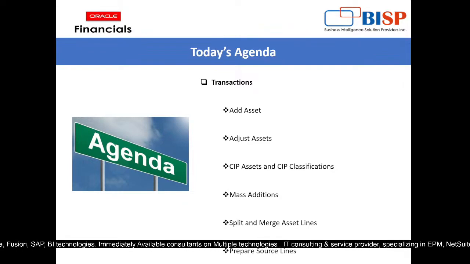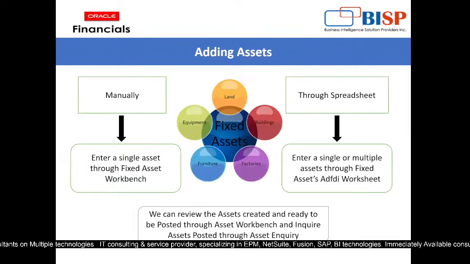And then we can see how we can split or merge asset lines using the mass addition process, and then how the source lines are prepared for the assets. If there is any asset which is present in the mass addition interface, then we need to prepare them and then we need to post them to the fixed asset module. So this is the overview of the topics that we will be covering today. Let's now move to the session.